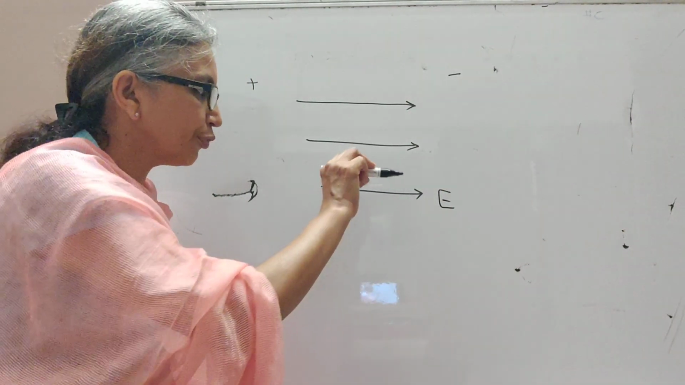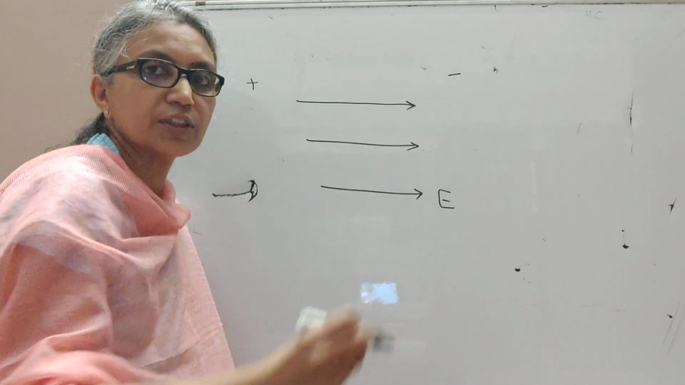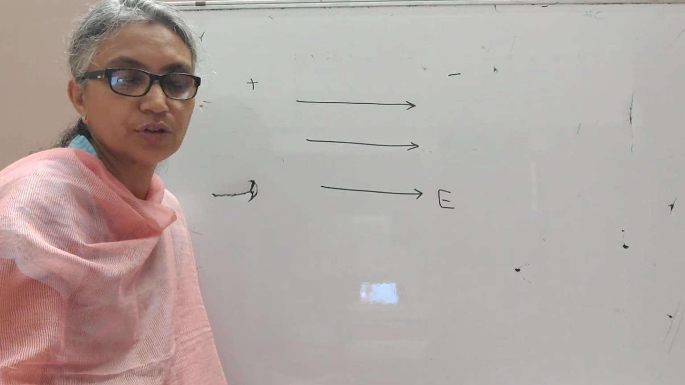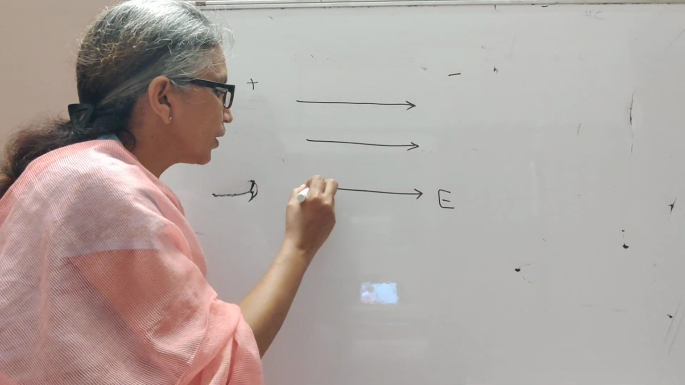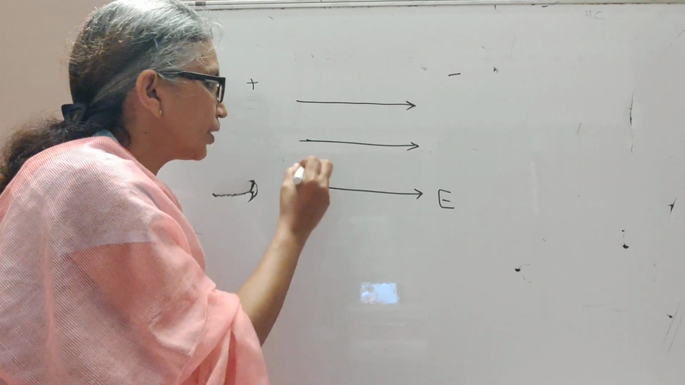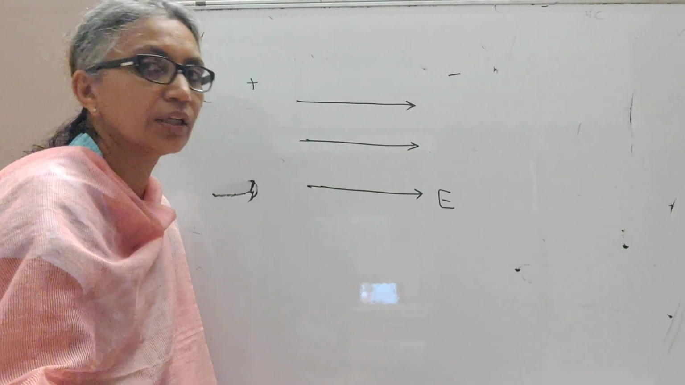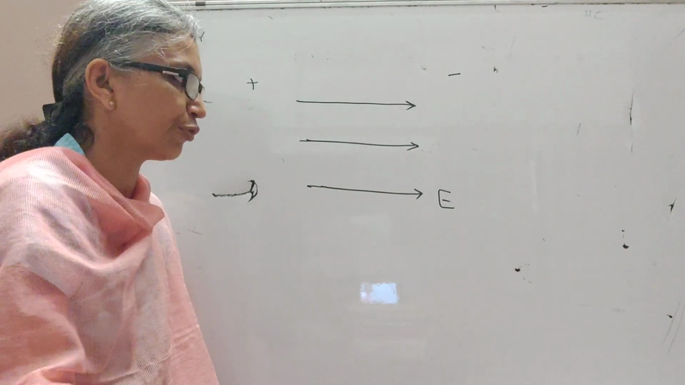We know it is a uniform electric field because I have drawn equally spaced lines. Electric field, as you know, is the number of field lines passing through unit area. So if you have the same number of field lines passing through unit area at all regions of the electric field, then we know it is a uniform electric field.